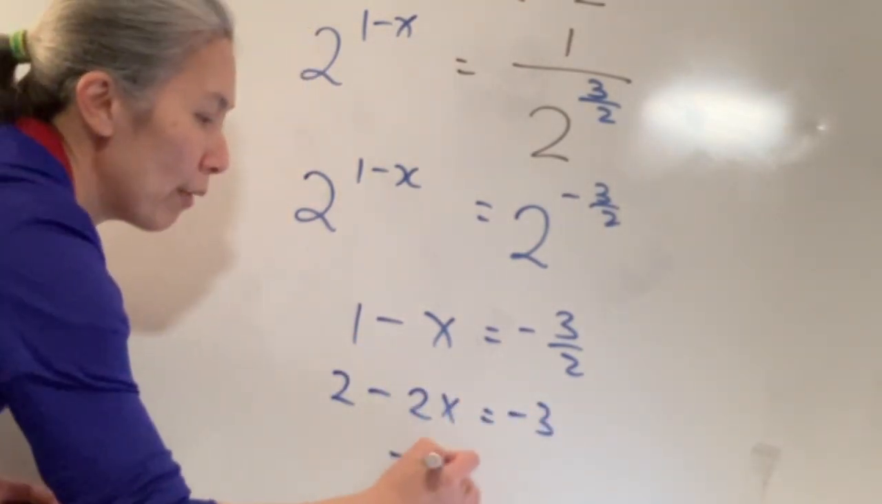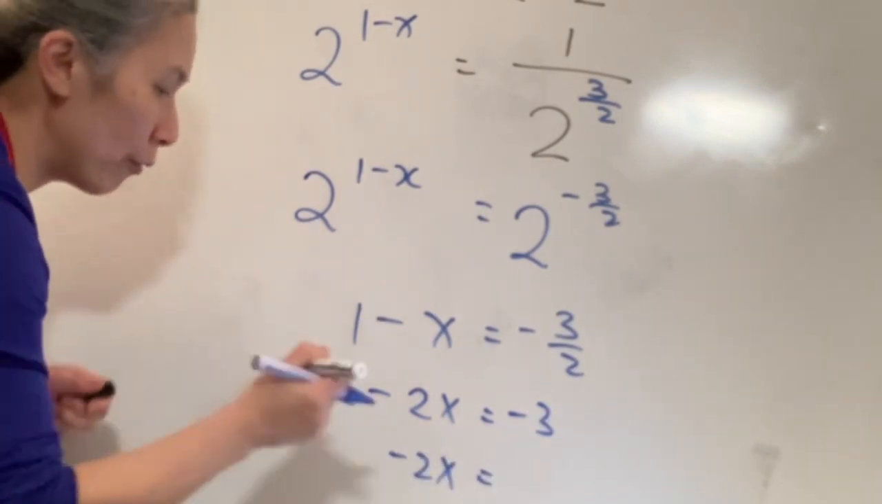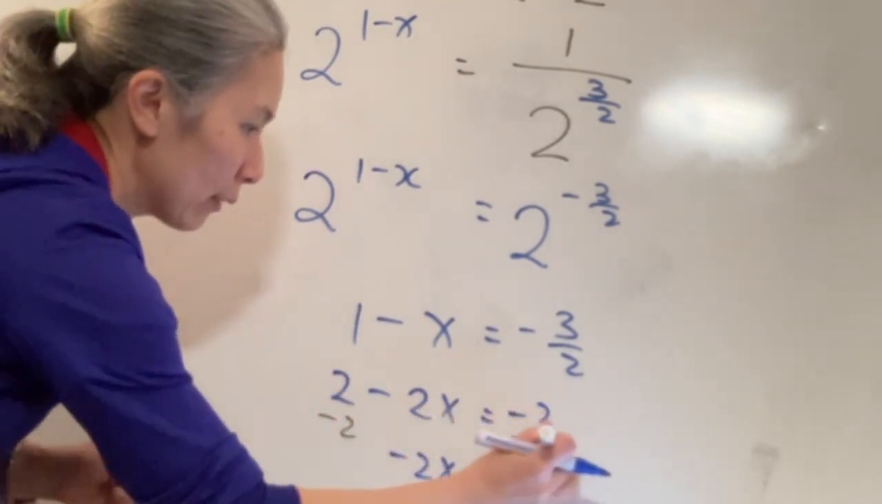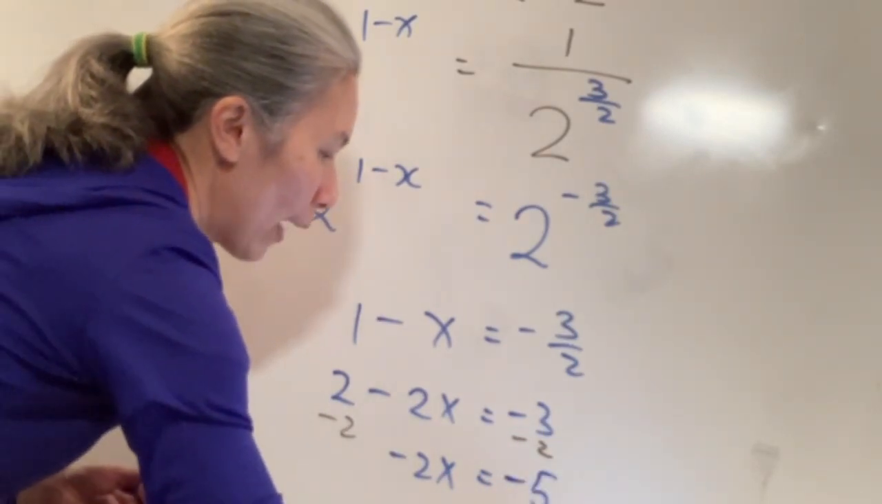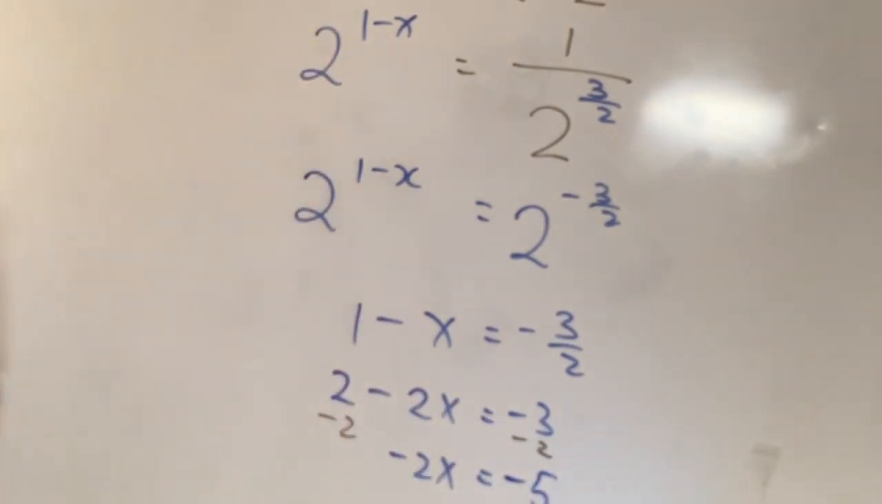So minus 2x equal to, minus 2 to both sides, not plus 2. So that will get minus 5. So x equal to 5 on 2. Do you have that? Good job. Okay, let you try question D.